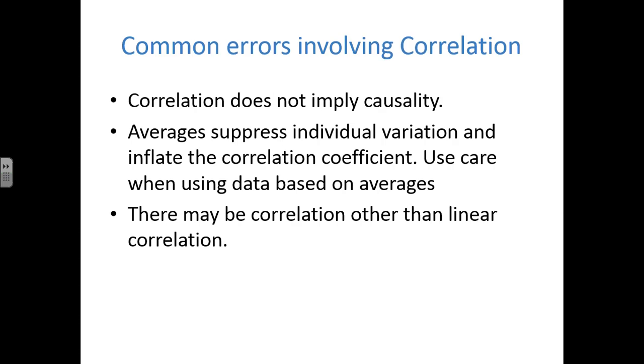All right, so here are some common errors involving correlation. Correlation does not imply causality. And averages suppress the individual variation. We saw this when we were looking at chapter 6. And it will inflate the correlation coefficient. So use care when the data that you are inputting is based on averages. And remember, there may be very strong correlations other than linear correlation.